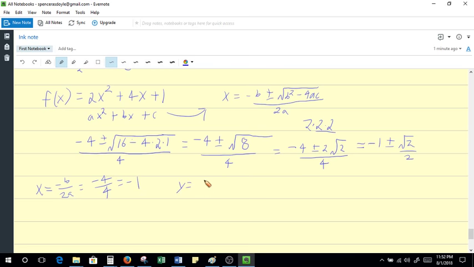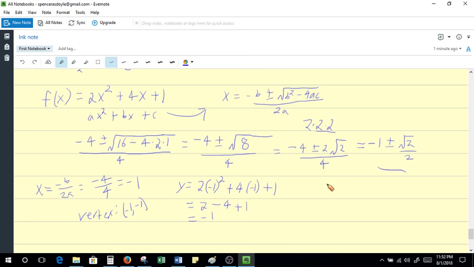So y equals 2 times negative 1 squared plus 4 times negative 1 plus 1. Negative 1 squared is 1, so that'll be 2. 4 times negative 1 is negative 4, plus 1. And that's going to end up being negative 1. So our coordinates for our vertex are negative 1, negative 1.